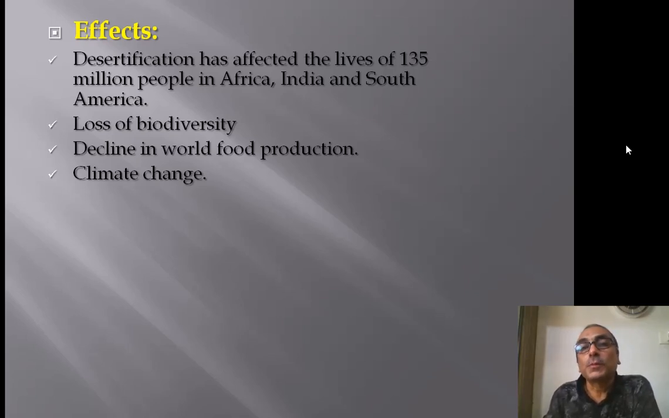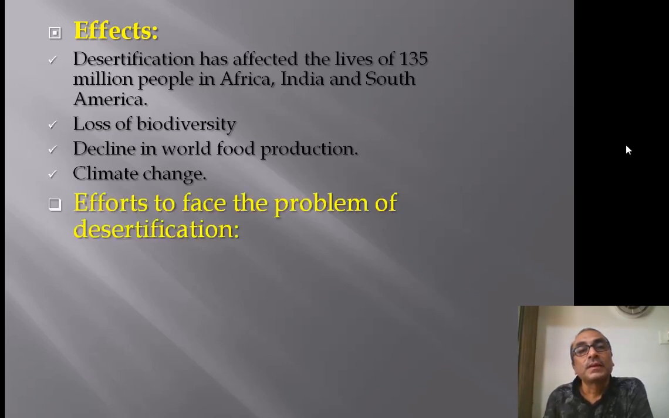Decline in world food production has also taken place because, as we see, more and more land is getting barren where we cannot have agricultural activities. Definitely the area available for agriculture will be decreasing day by day, year after year, and that's why food production is also gradually declining. And it's also leading to climate change. Our Earth's climate is becoming hotter and hotter because of all these degradations of the land.